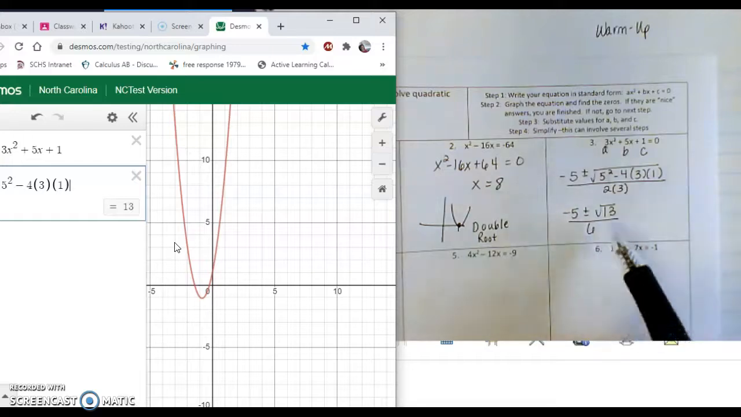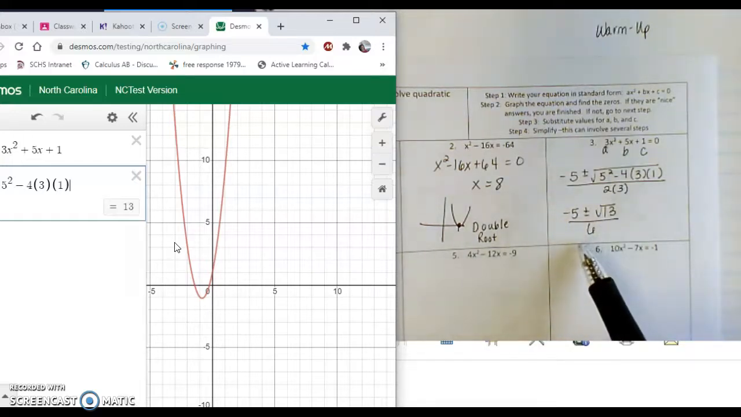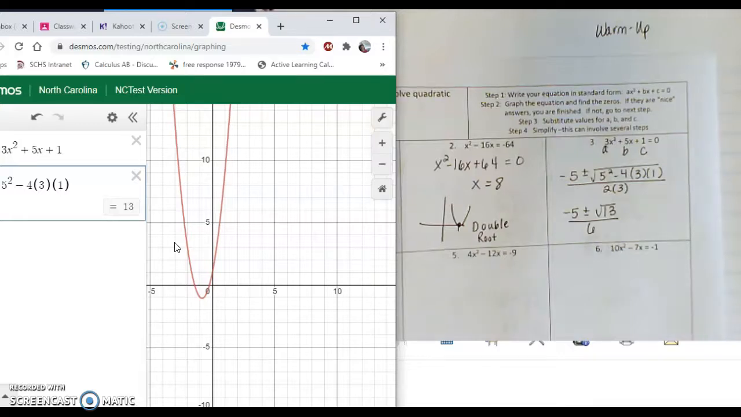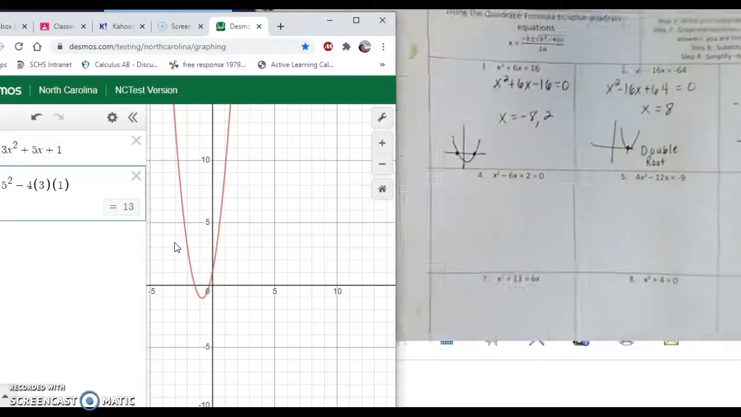Now, if I would work this out and do negative 5 plus square root of 13 and divide it by 6, and then the other one, I'm going to get those decimals that came up there. Okay? That's just the process to have it looking more like what you're going to see. Okay, let's look at the next one.